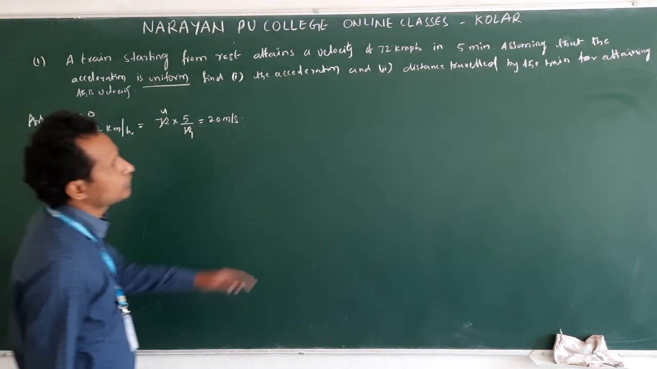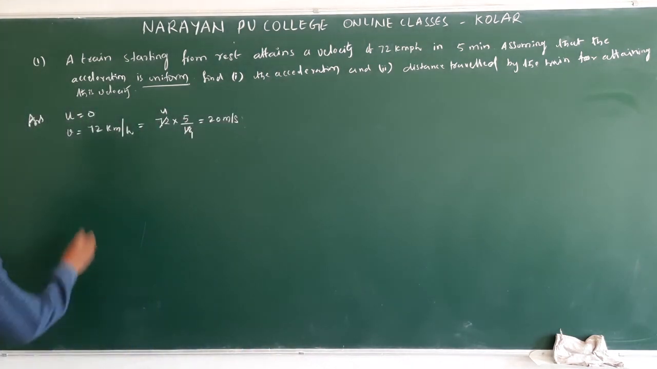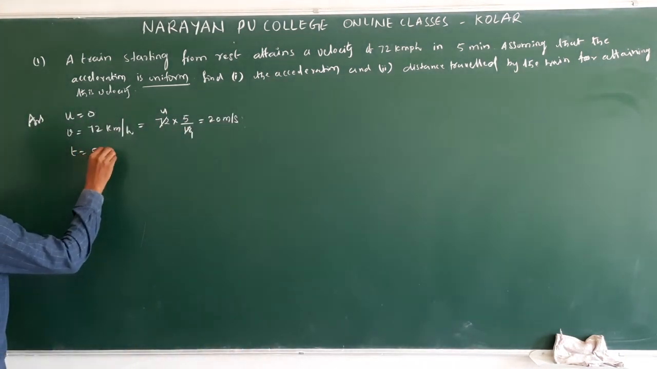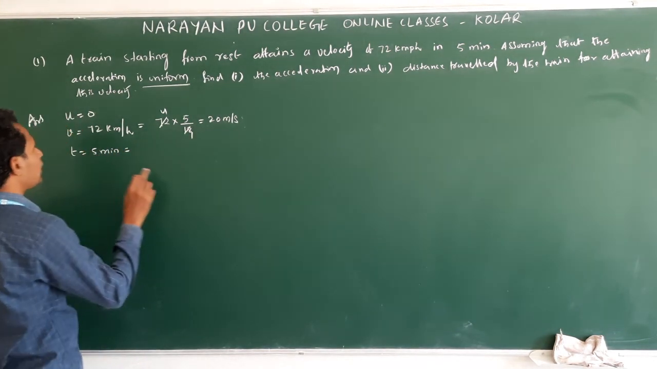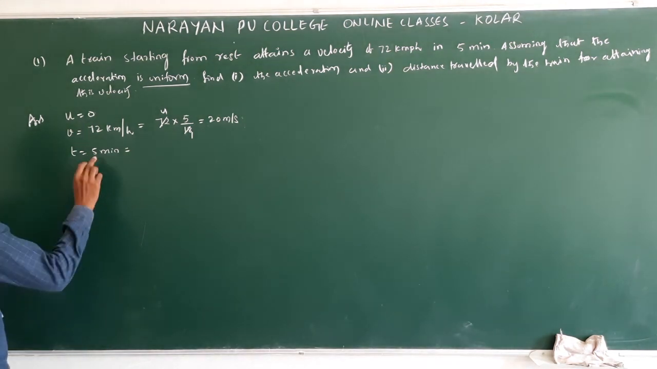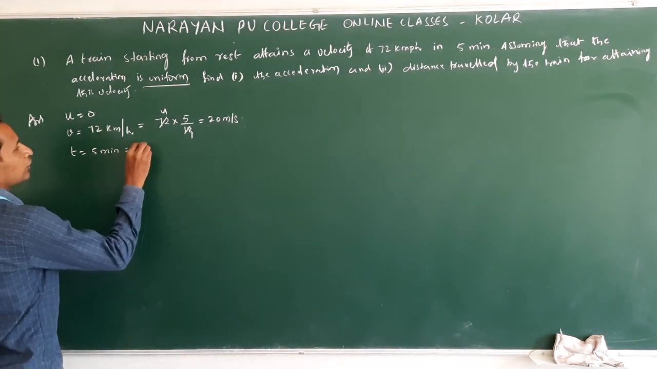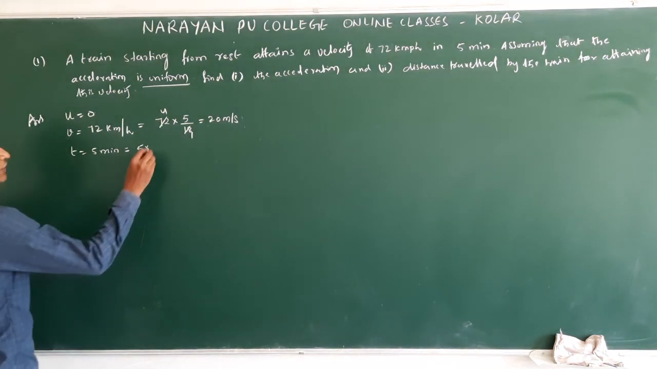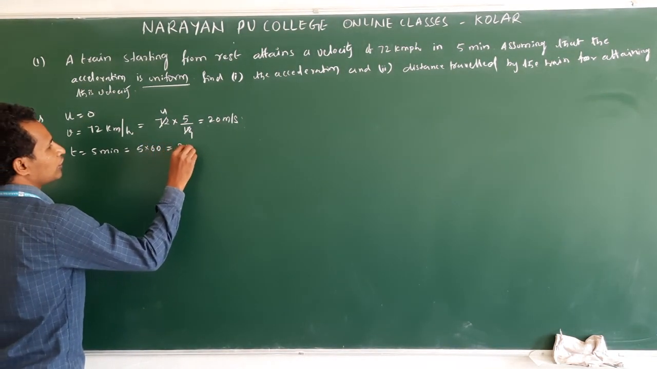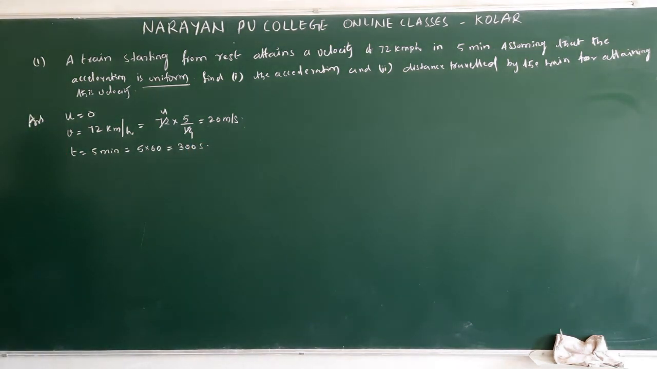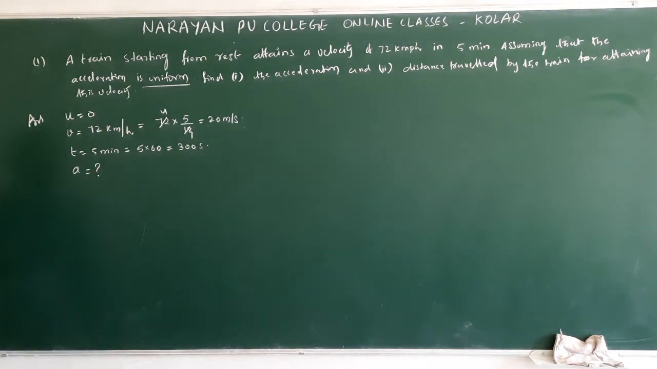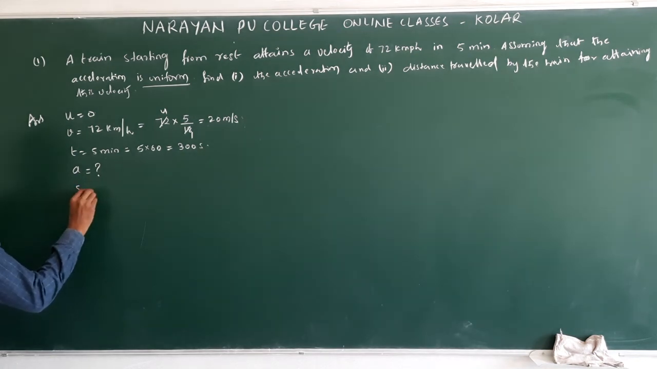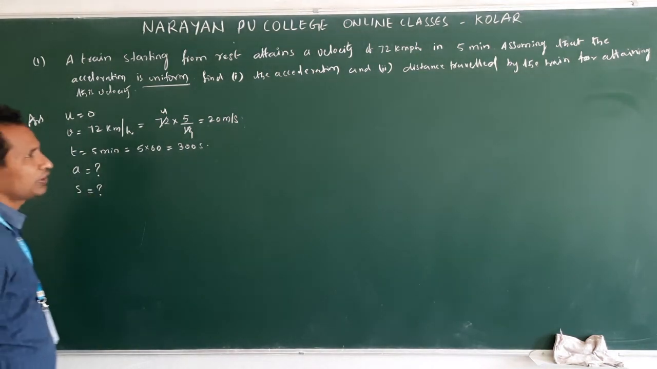What did they give next? Time given 5 minutes. t is equal to 5 minutes. We have taken velocity in meter per second, so time also we need to convert to seconds. Each minute carries 60 seconds. So 5 into 60, 300 seconds. This is the given information, and they asked acceleration, and next what did they ask? Distance traveled by the train.